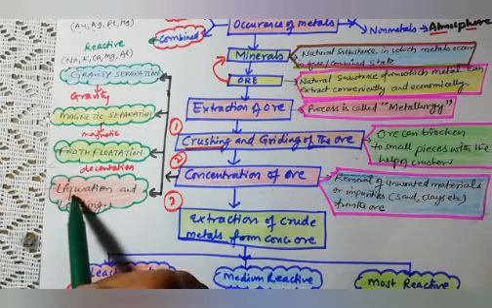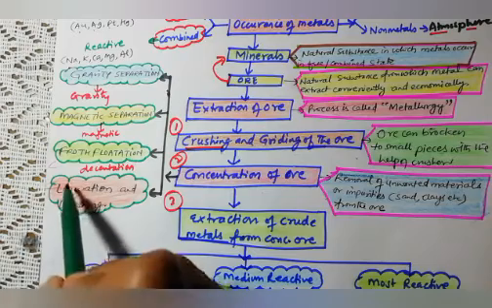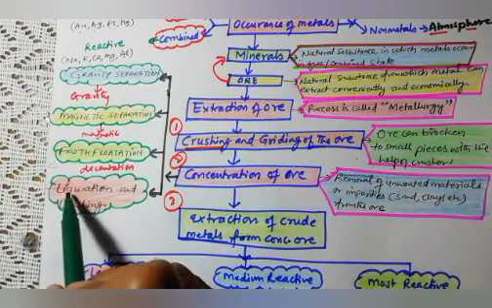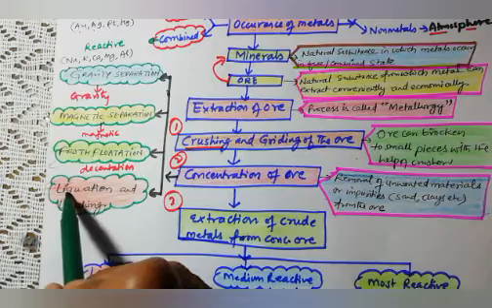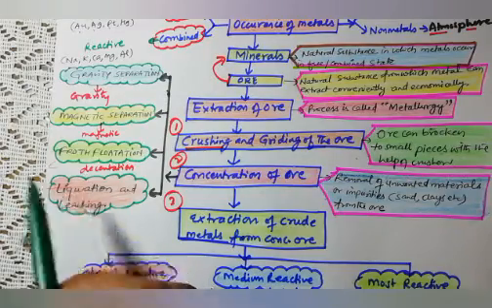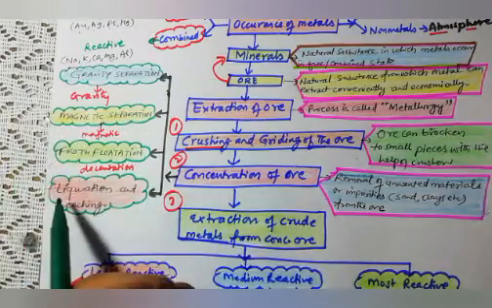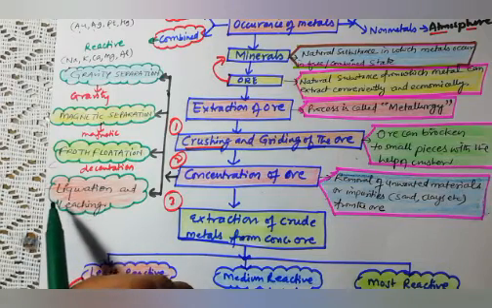Okay, then liquefaction or leaching. First, liquefaction. This is the process used for concentrating ore having a lower melting point than the impurities, by heating on a sloping floor of the furnace. The temperature is raised to just above the melting point of the ore so that the ore melts and flows down the floor while the impurities are left behind.